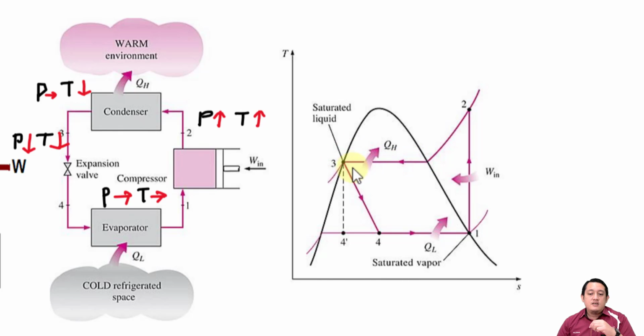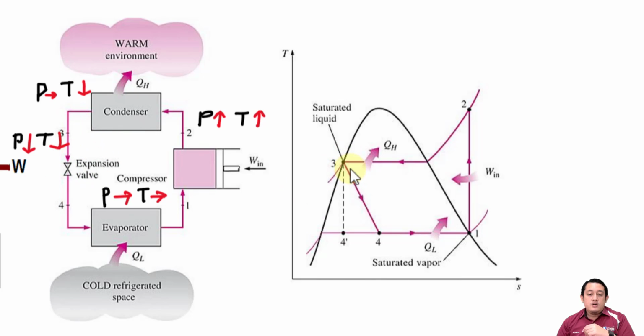As you can see here. So this is the process inside of the condenser, and this is where the heat from the refrigerant will be released to the outside or to the warm environment. This part here. So this is the part where it will enter this expansion valve here.